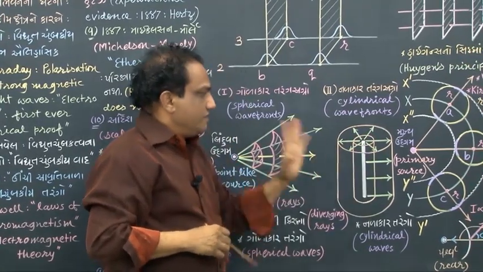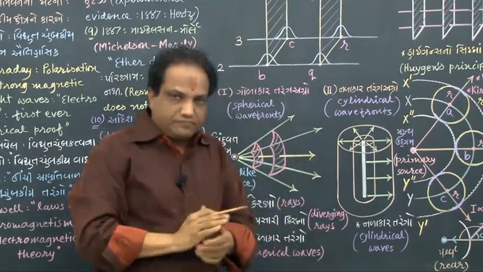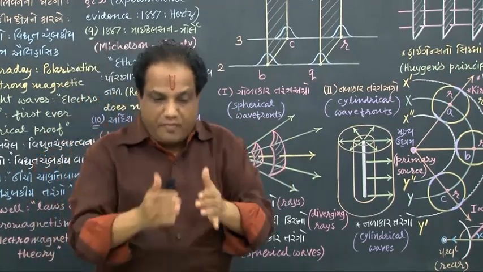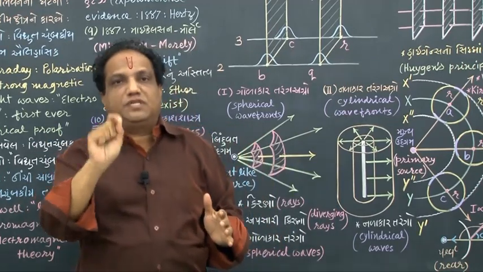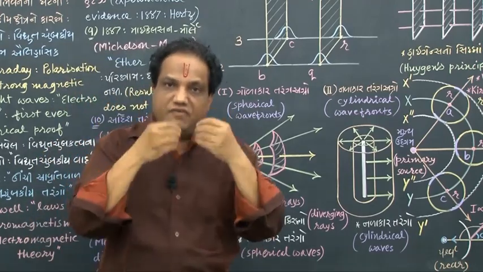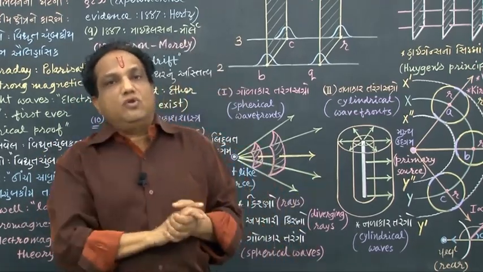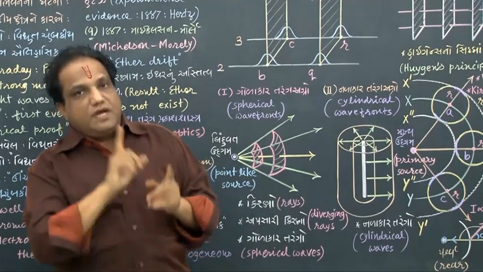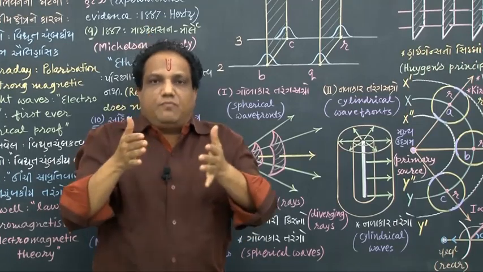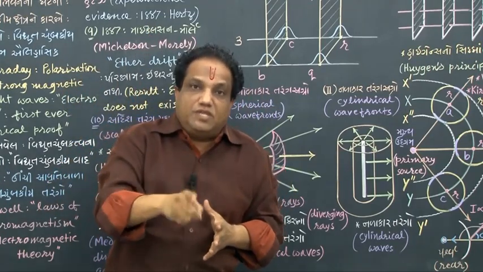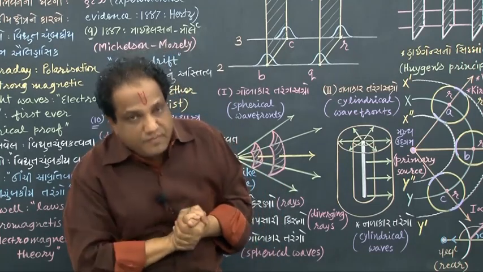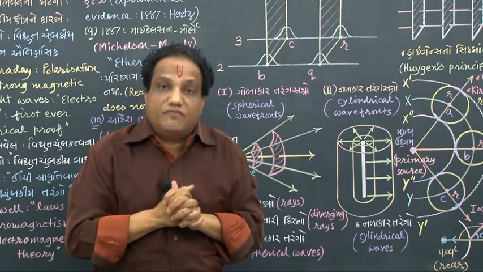How would you define cylindrical wavefronts? Wavefronts emitted from a linear source and then propagating in a three-dimensional homogeneous isotropic medium are having the shape of a cylinder, and hence they are called cylindrical wavefronts. I repeat, wavefronts emitted from a linear source and then propagating in a three-dimensional homogeneous isotropic medium are having cylindrical shape, and hence they are called cylindrical wavefronts.